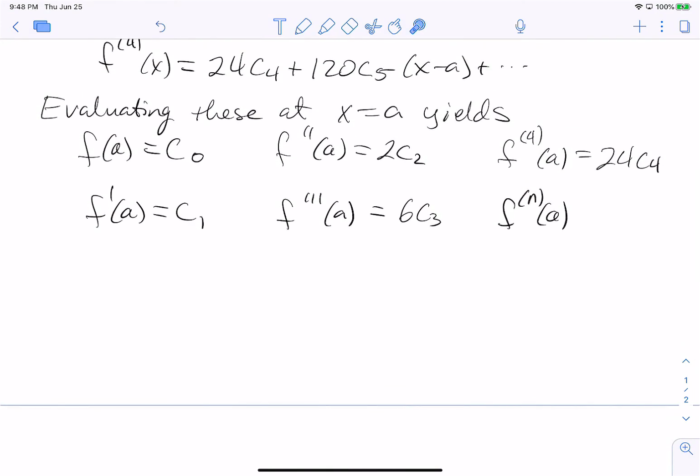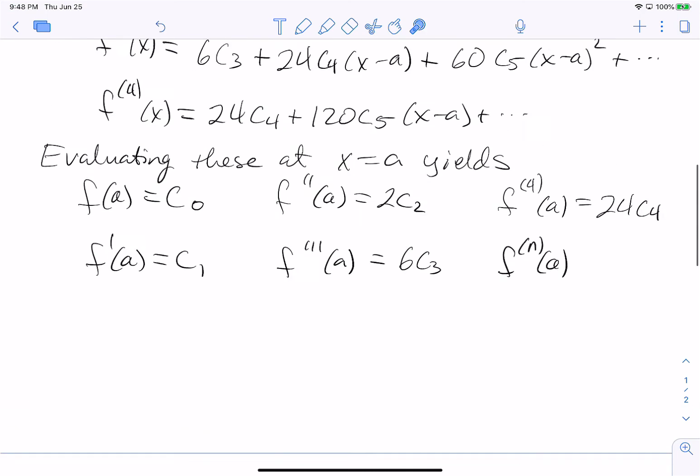The coefficients go 1, 1, 2, 6, 24, but think about where they came from, right? 24, 1 times 2 times 3 times 4. 6 was 1 times 2 times 3. 2 is 1 times 2. Folks, these are factorials. And you can see why.